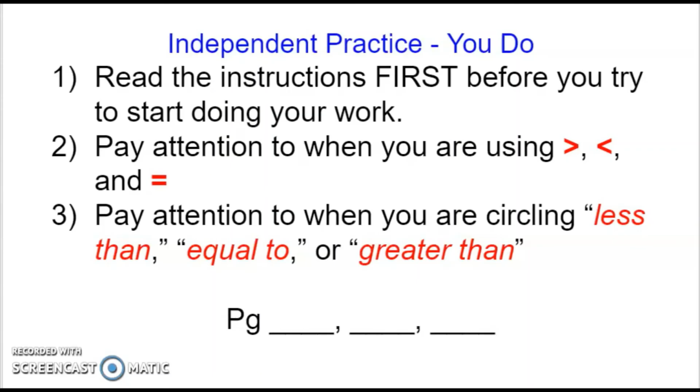Okay, my friends, as you get ready to move into independent practice and your exit ticket, please keep these 3 things in mind. Number 1, read the instructions first before you try to start doing your work. Number 2, pay attention to when you are using greater than, less than, and equal. Lastly, pay attention to when you are circling less than, equal to, or greater than. It's really important you keep these 3 things in mind, and I cannot tell you enough how important it is to read the instructions first.